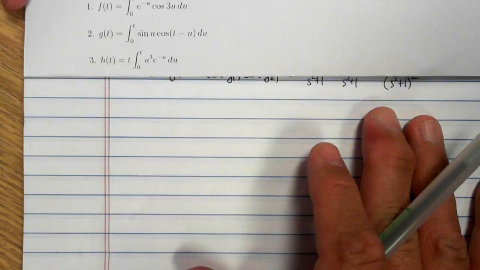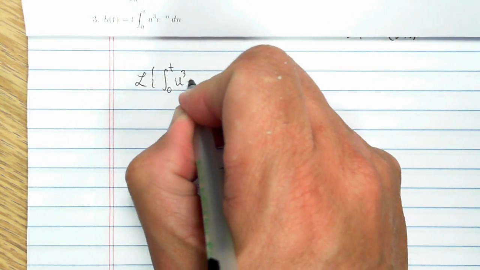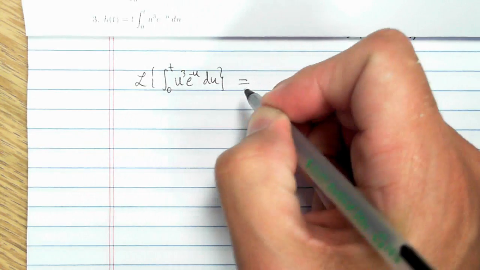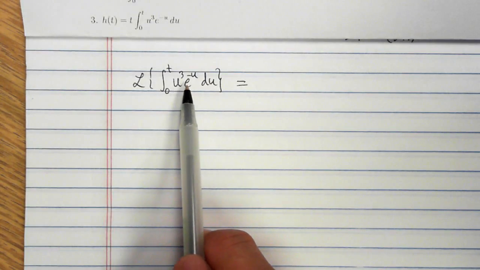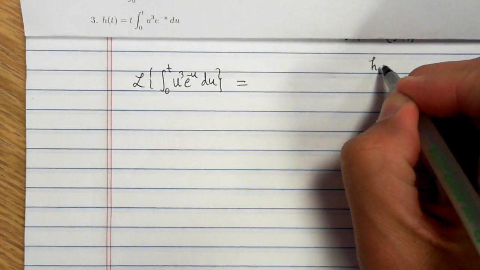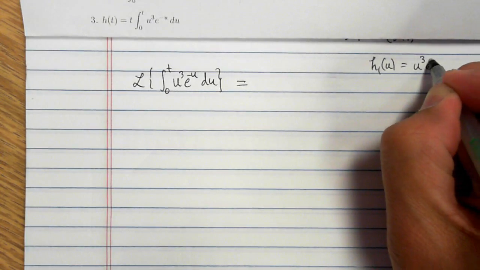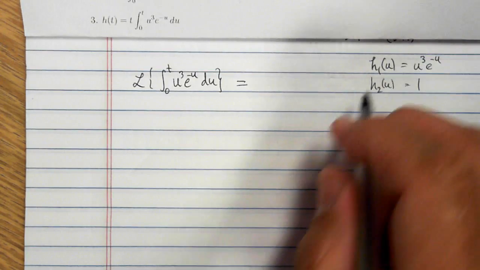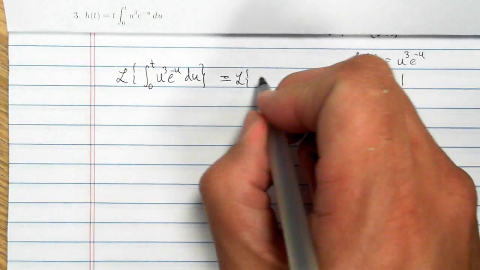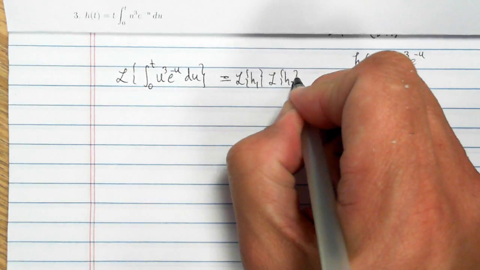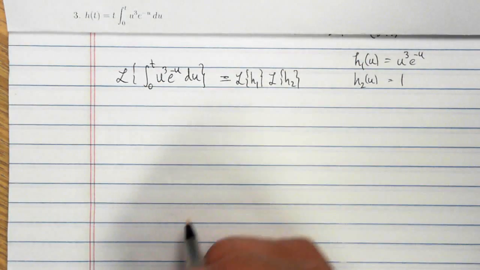All right, lastly, h. Find the Laplace transform of this. Now this actually has two parts. For the first part, let's figure out the Laplace transform of the integral from 0 to t of u to the third e to the minus u du. Now again, this is the convolution of two functions, where h1 of u is equal to u to the third e to the minus u, and h2 of u equals 1, just like earlier in this video. And so this will be equal to the Laplace transform of h1 times the Laplace transform of h2, because this integral is the convolution of these two functions.